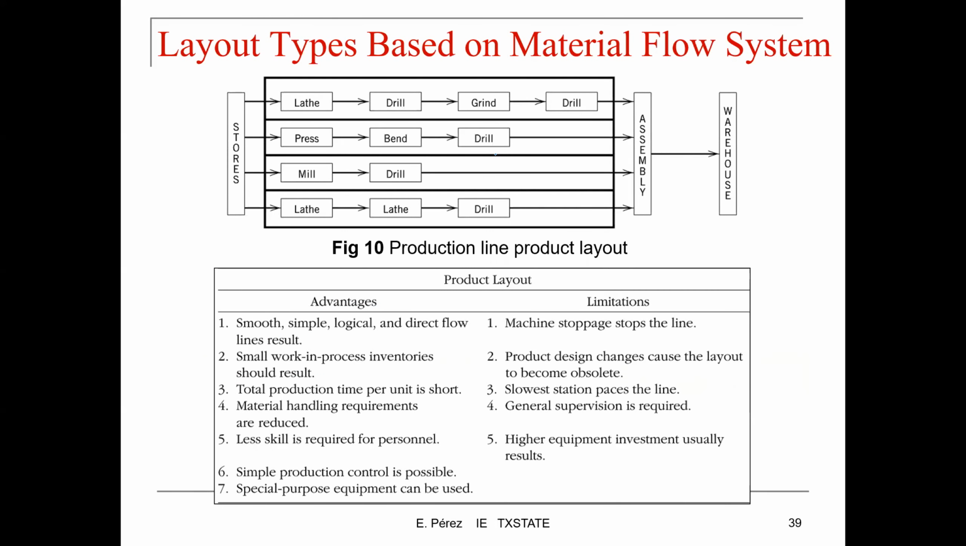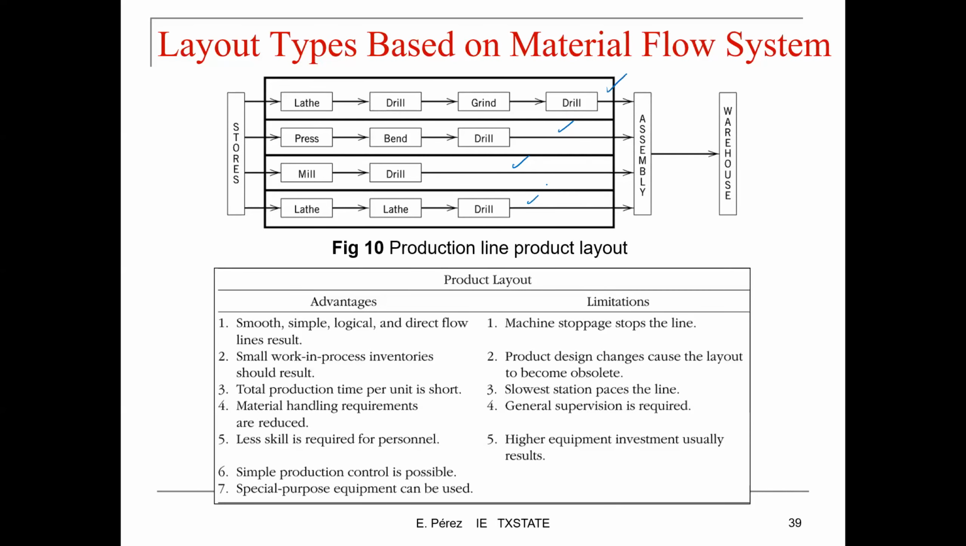So on the next few slides, I'm going to show you the advantages and disadvantages or limitations for each one of the layouts. So here we have the production line product layout, in which you have basically manufacturing lines that are composed of different stations, and you produce one type of product in each manufacturing line.